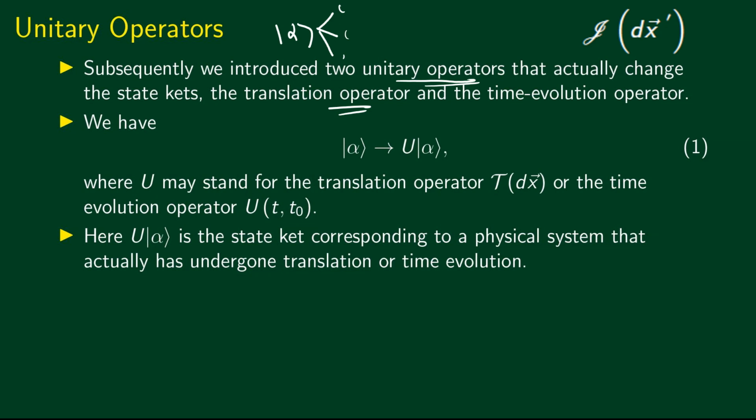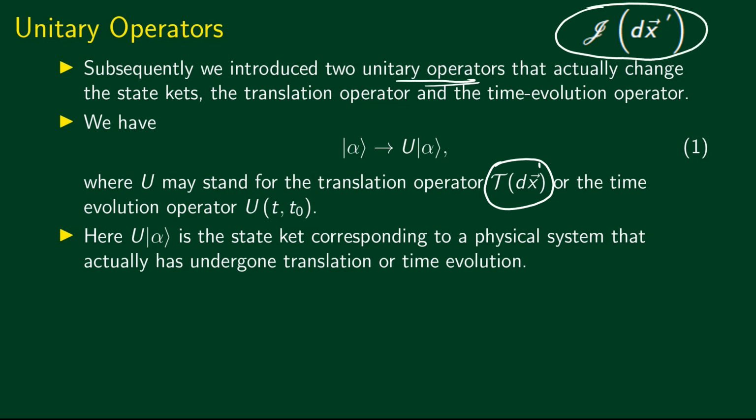Both were unitary. Now, we shall denote the translation operator as T of dx vector prime, where dx vector prime is an infinitesimal translation. If you remember from the first chapter, we used this notation for the translation operator. I called this J of dx vector prime, but actually it's T of dx vector prime, T written in a weird way. So instead of this, I shall change the notation to T of dx vector prime written in this way because this is easier to write. I hope this change of notation will not cause any extra confusion.